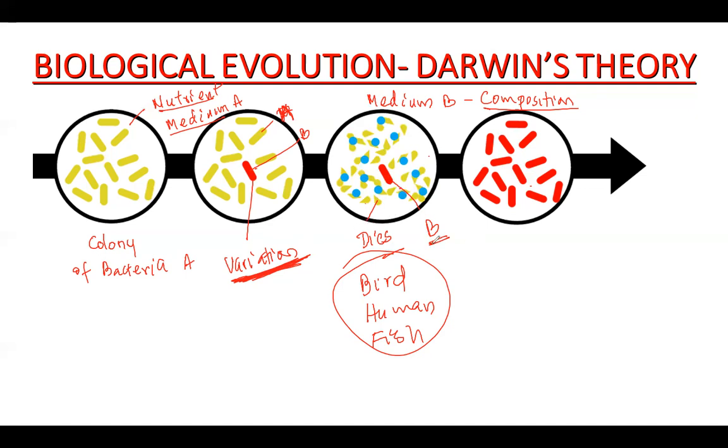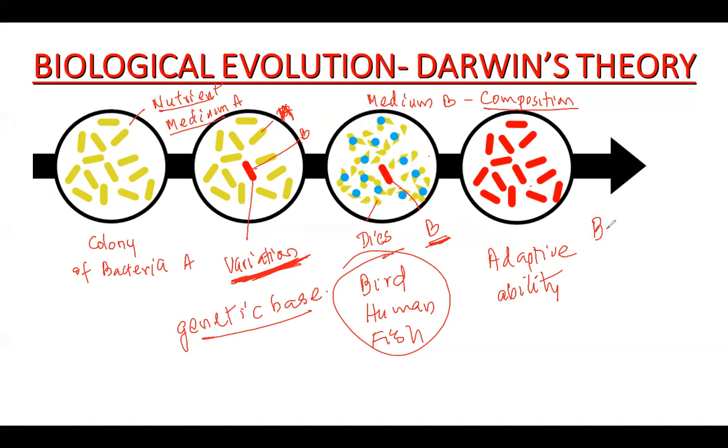Which is the fittest one? B is the fittest one, and it's based on the variation. That means there's a genetic basis for the evolution, isn't it? Genes should support evolution and natural selection. And B is better adapted because its variation helped it to feed on the second medium. This ability is called adaptive ability. It's inherited. It has a genetic basis, right?